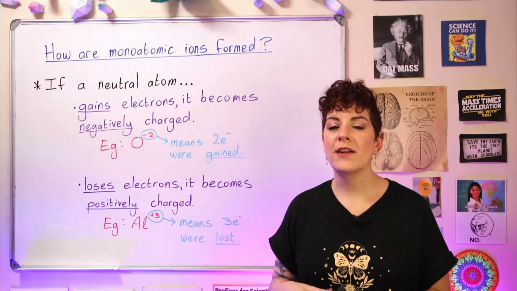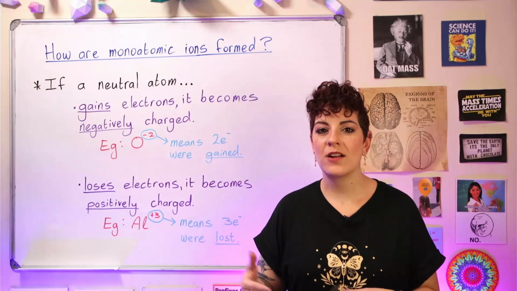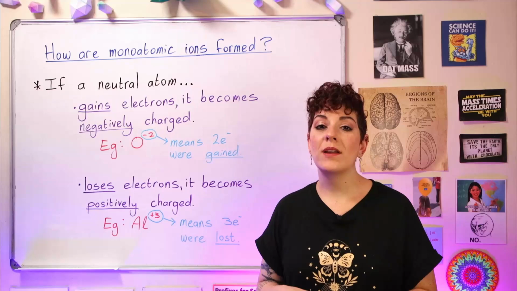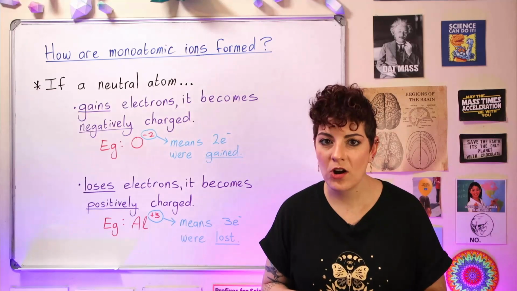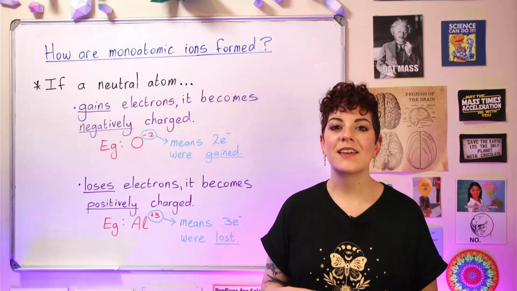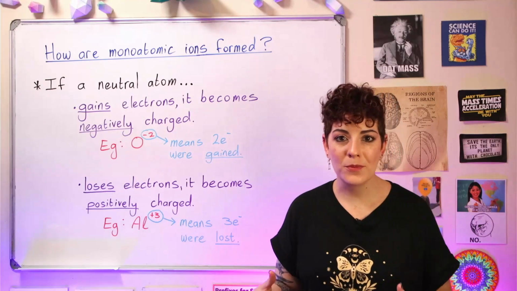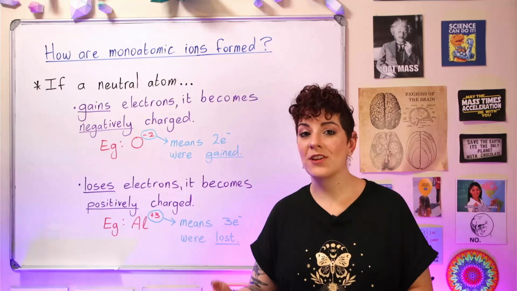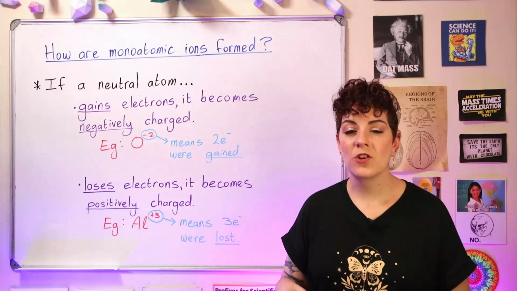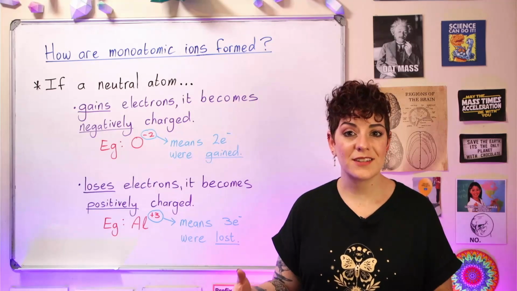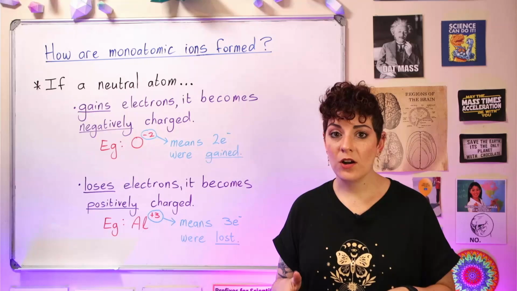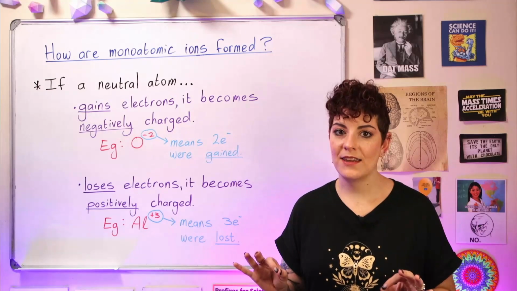So now we know that when something neutral gains electrons, it gets more negative. It gets a negative charge, in other words. And when something loses electrons, its charge becomes positive. And that explains how monoatomic ions are formed, by neutral atoms either gaining or losing electrons. So now that we know what the charge of an ion means in terms of electrons gained or lost, let's take a look at the difference between charge and valency.